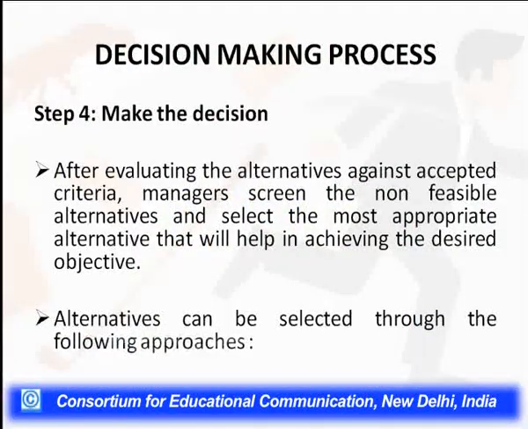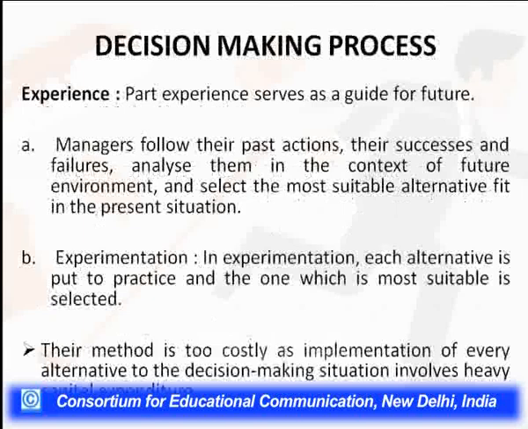So evaluating the alternatives and expecting a criteria, the managers must screen out non-feasible alternatives and select the most appropriate alternative that is going to help in achieving the desired objective. The alternatives can be selected through the following approaches. The first is your experience, because past experience is a master of what you do in the future, followed by experimentation, because experimentation of the various alternatives will give you real insight into which method is the best. But when you see the flip side of it, the experimentation process involves huge capital expenditure, so we would not like to take it forward.